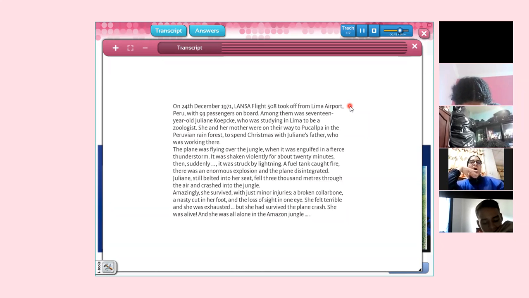Juliana, still belted into her seat, fell 3,000 meters through the air and crashed into the jungle. Amazingly, she survived with just minor injuries, a broken collarbone, a nasty cut in her foot, and the loss of sight in one eye. She felt terrible and she was exhausted, but she had survived the plane crash. She was alive. And she was all alone in the Amazon jungle.